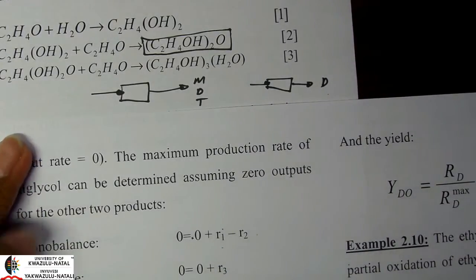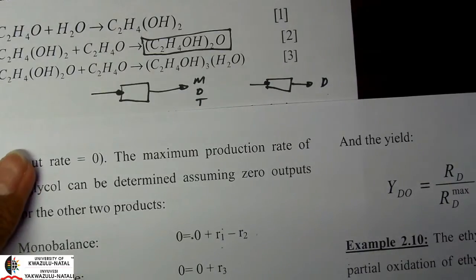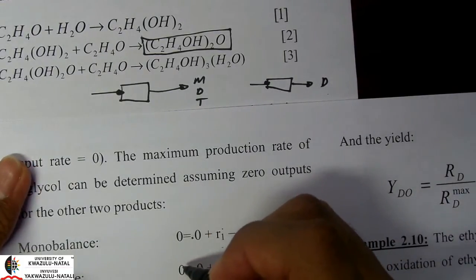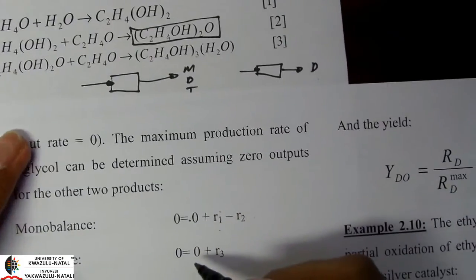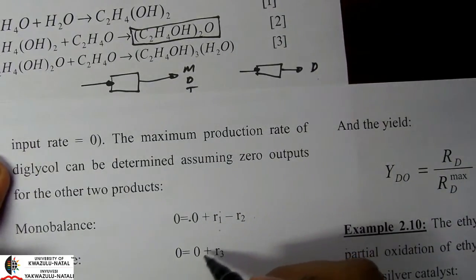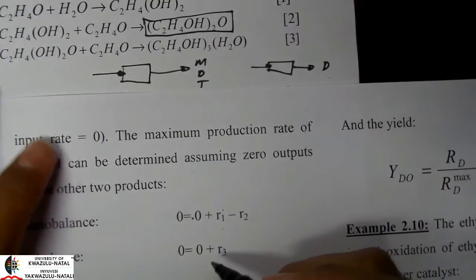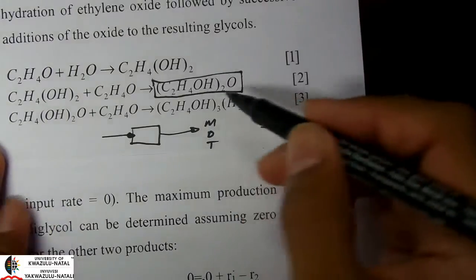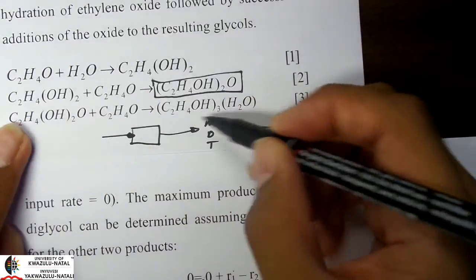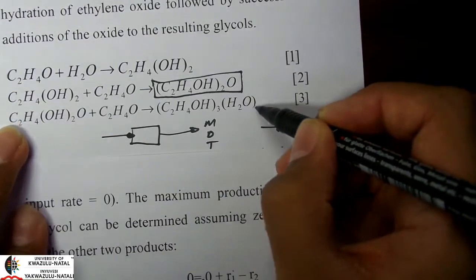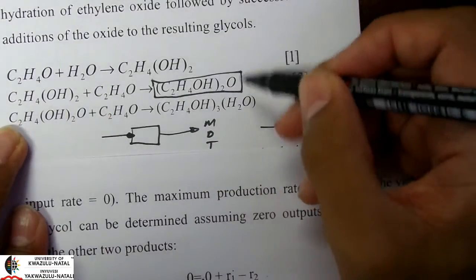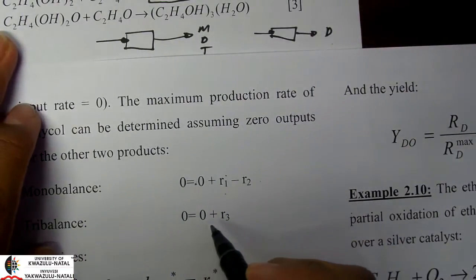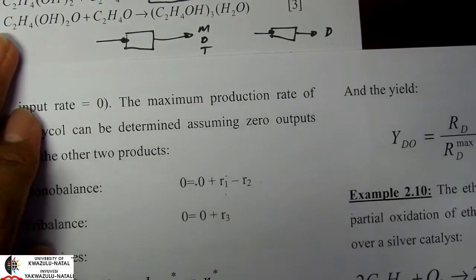And if we look at the case of the triglycol, if we are setting our output to be 0, so that's our 0 there, that is equal to our input plus our production. And as you can see, triglycol is only produced in the third reaction. It's not a participant in the other two reactions, so we simply have 0 is equal to 0 plus R3.